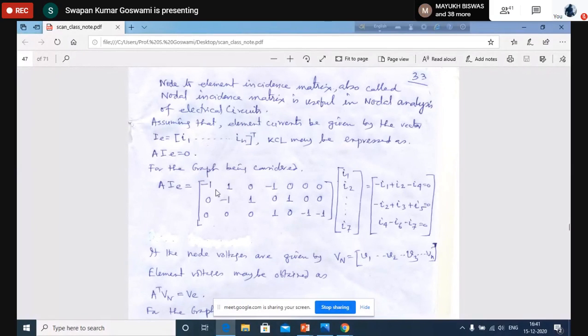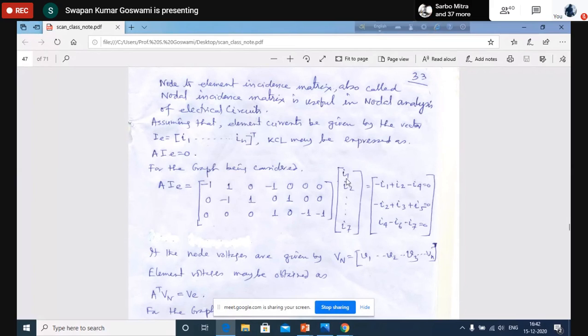It will be minus I1 plus I2, then minus I4. Minus I1 plus I2 and minus I4. We should go back to the graph again later on to see what is the implication of this minus I1 plus I2 minus I4. Similarly, let us multiply the second row with this column matrix. Then it will be minus I2 plus I3 plus I5. Similarly, the last row multiplied by this column will be I4 minus I6 minus I7. Okay, these are the products.